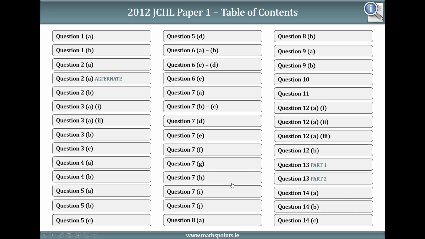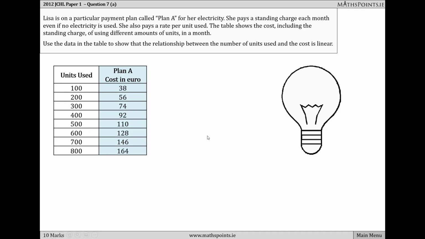So we're going to take a look at a patterns question involving graphs from the Junior Cert Higher Level 2012 Paper 1. So it's question 7, and the first part of the question tells us that Lisa is on a particular payment plan called Plan A for her electricity.